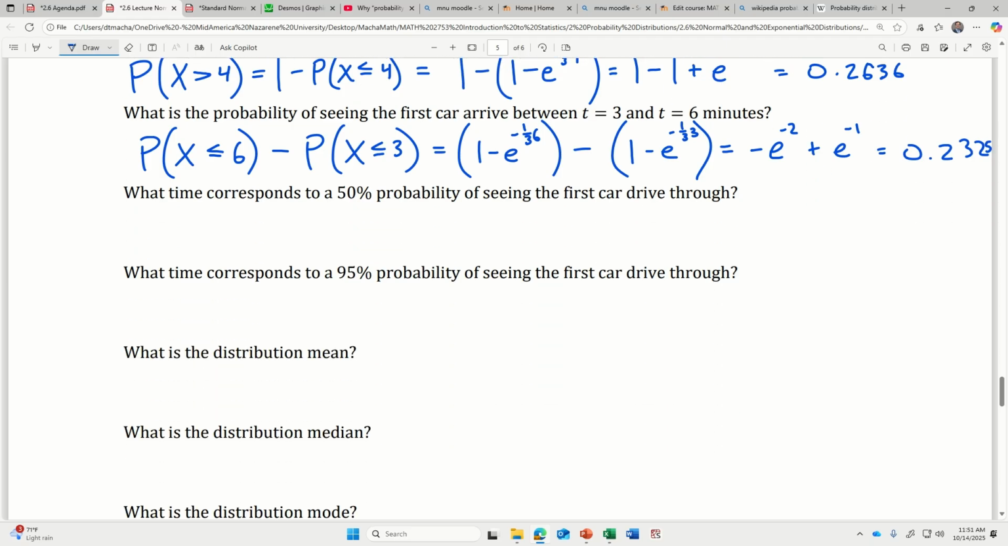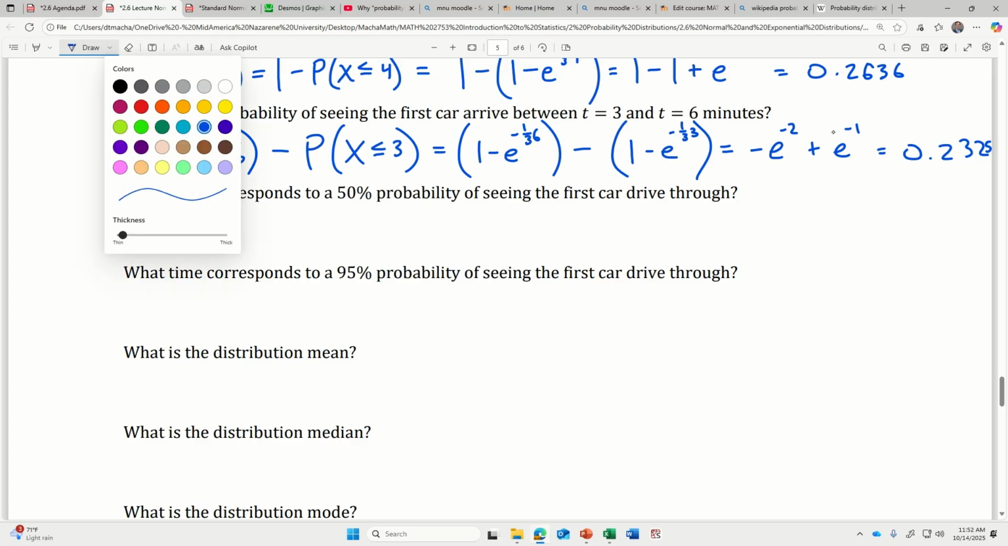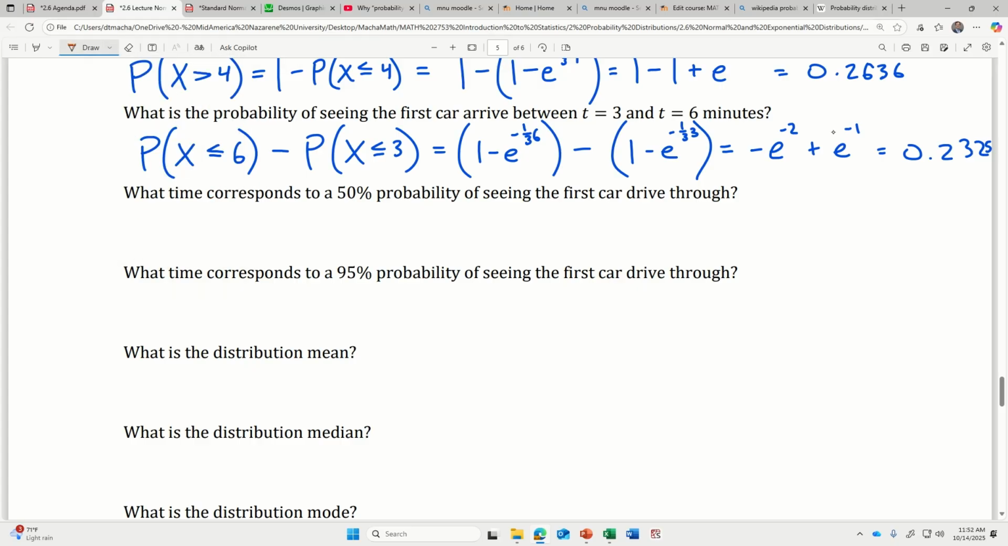What time corresponds to a 50% probability of seeing the first car drive through? So I want to know, what is this threshold that would give me a 50% probability? And that's a question for the quantile function, not the CDF. The quantile function, and that is something like this.